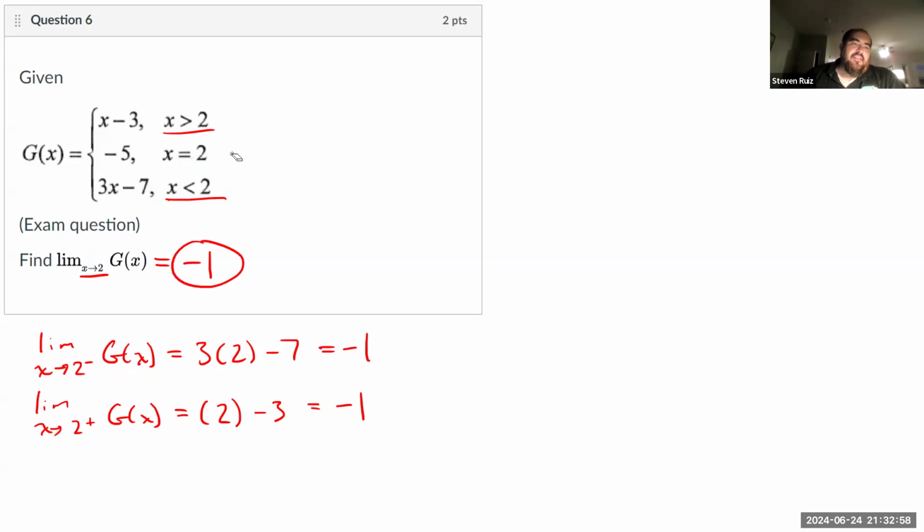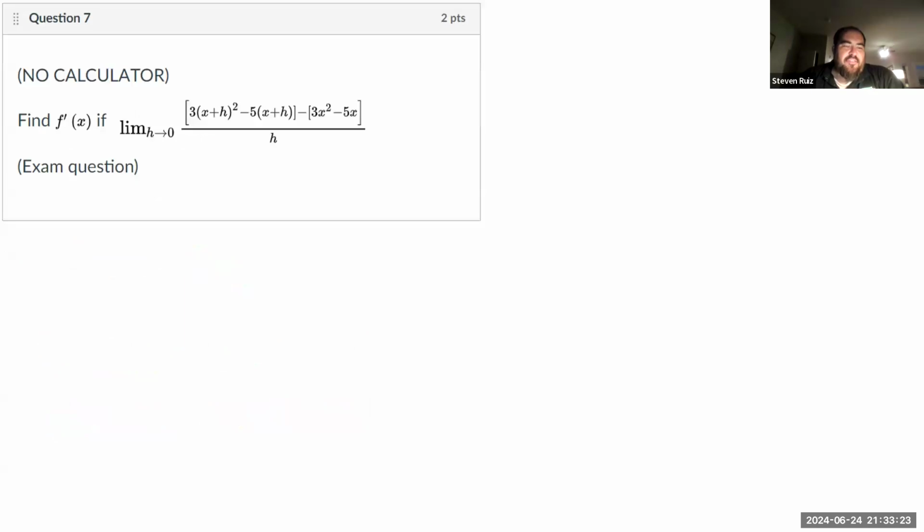I'll go ahead and undo this scribbling here and note that g of 2 is -5. But all we're asking about is the limit. We don't care about, basically I could make this -15 and it would not alter my answer in any way. We only care about what's happening near the base point, not at the base point.